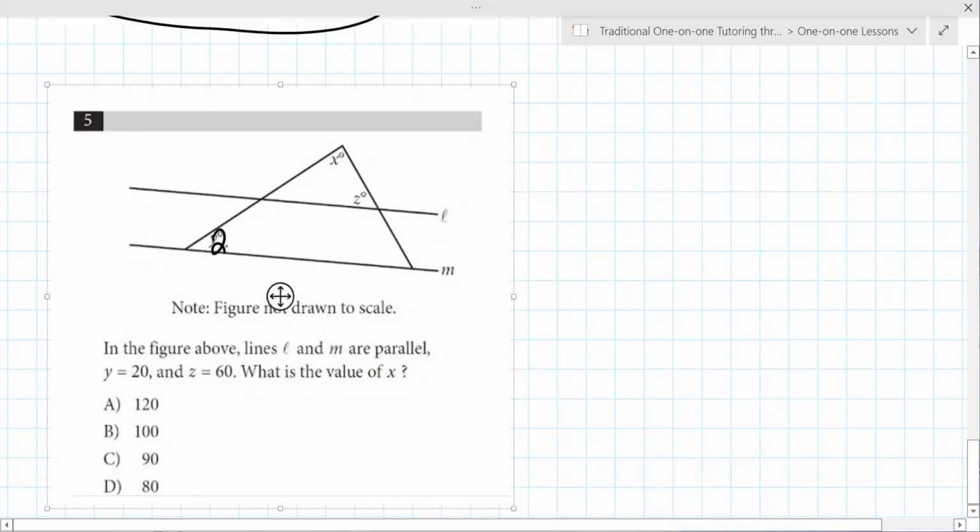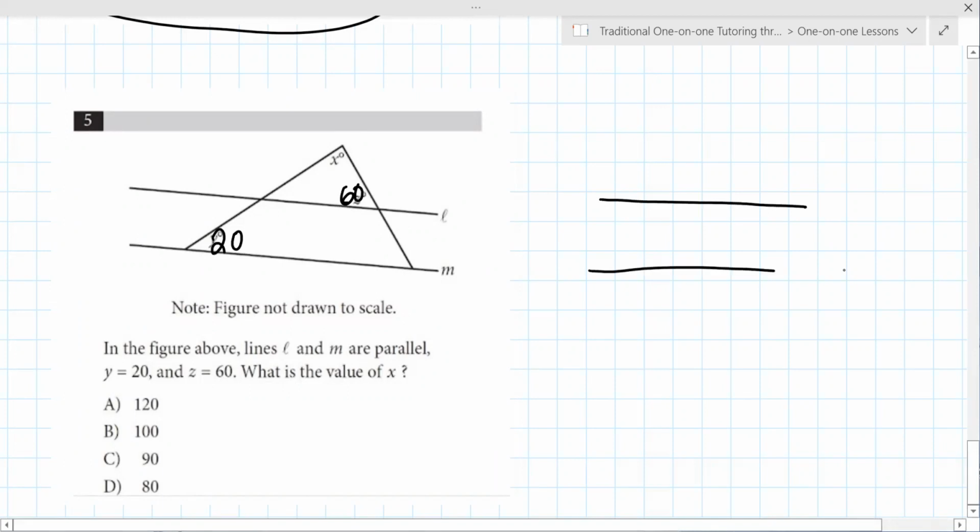Now I know you can't do this, so I'm going to do it for you. That's 20 and that's 60. It's really good to plug those numbers in when you have them. So are L and M parallel? Yes. Okay, so here's the transversal.